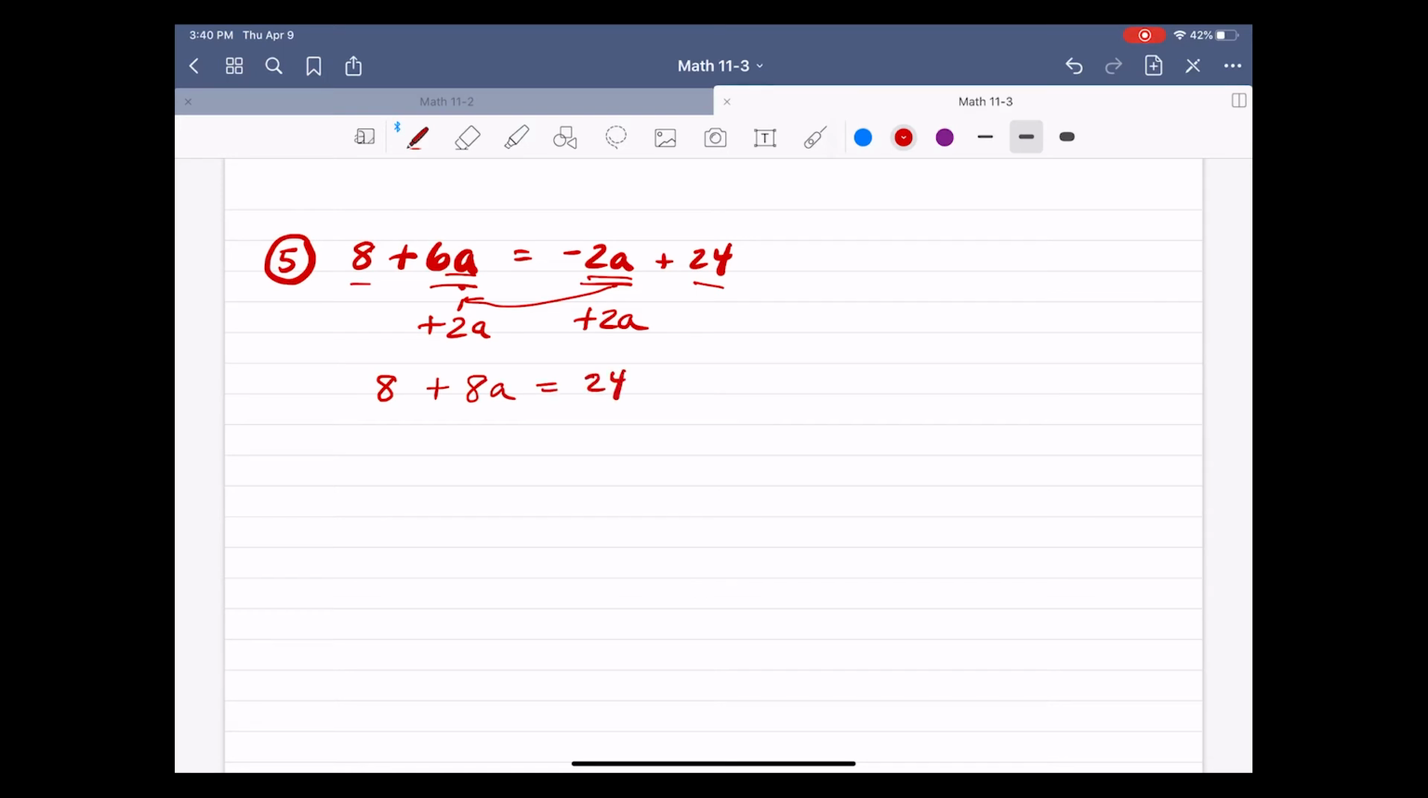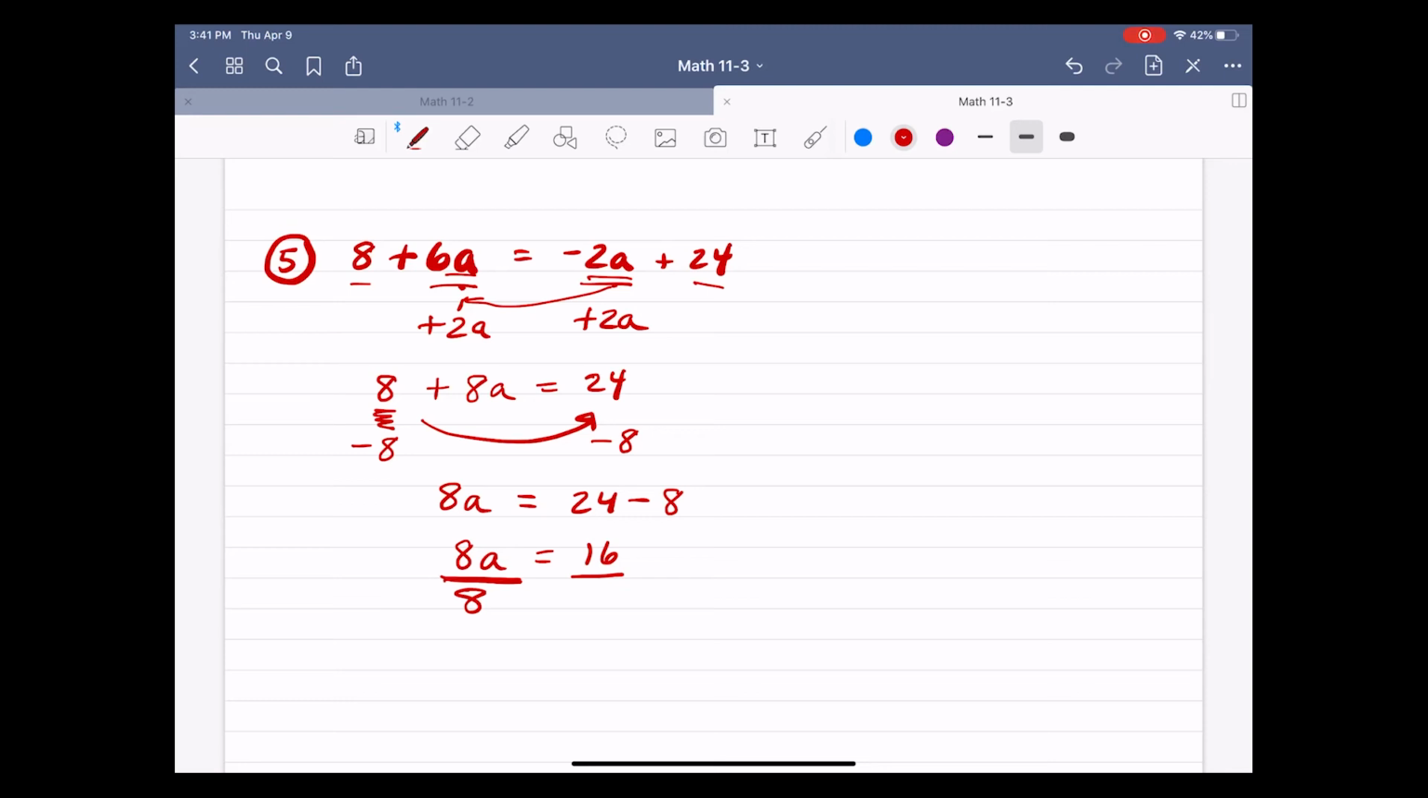equals 24. Now I've got to get this whole number over here so we can combine like terms, and I'm going to subtract 8 from the left, subtract 8 from the right. 8a equals 24 minus 8, and so we have 8a equals 16. I can solve for a. It's being multiplied by 8, so I'm going to divide by 8.